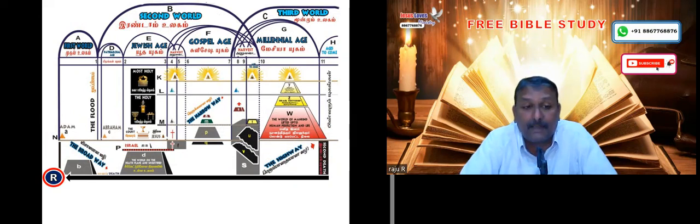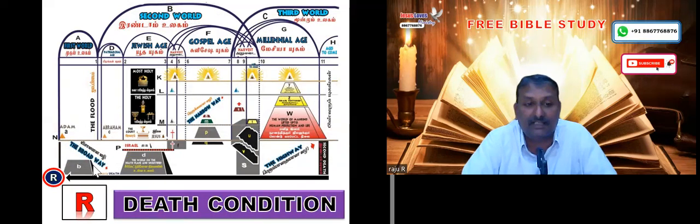Again, if you see, capital R. Now, what does capital R represent? You have studied in the class on the three ways. Capital R represents the plane of death. When Adam sinned, what happened? He was created in the perfect plane, but he fell into the plane of death. The plane of death: the wages of sin is what?